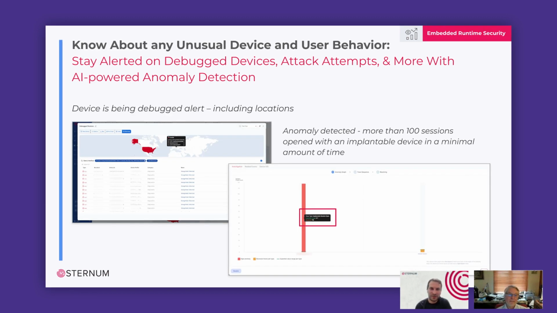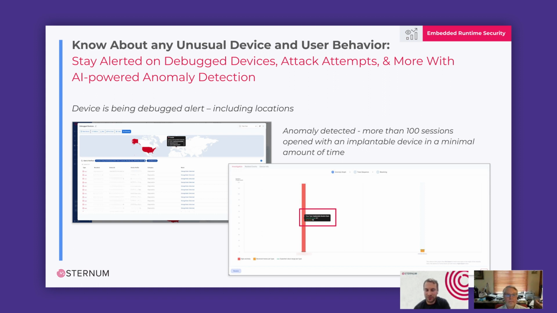Okay, so our last subject for today is talking more about the security aspect of Sternum. So as we mentioned in the beginning, our offering includes both runtime protection, observability, but also anomaly detection insights from our cloud platform. And here you can see what kind of benefits you get from this multi-layer security solution.